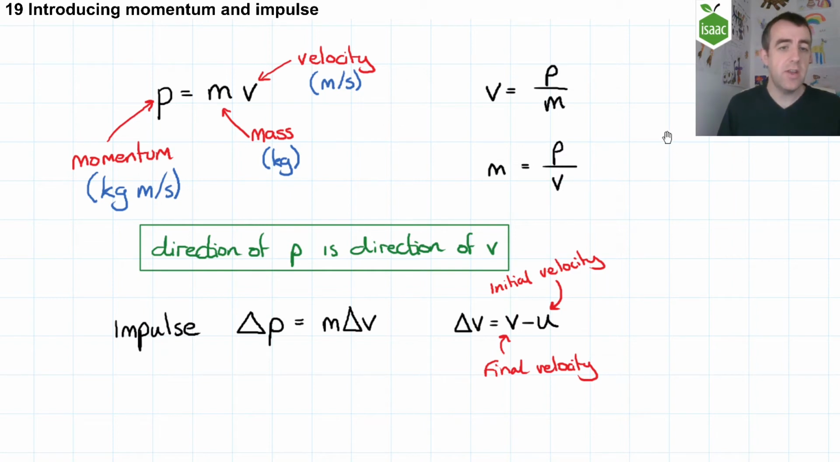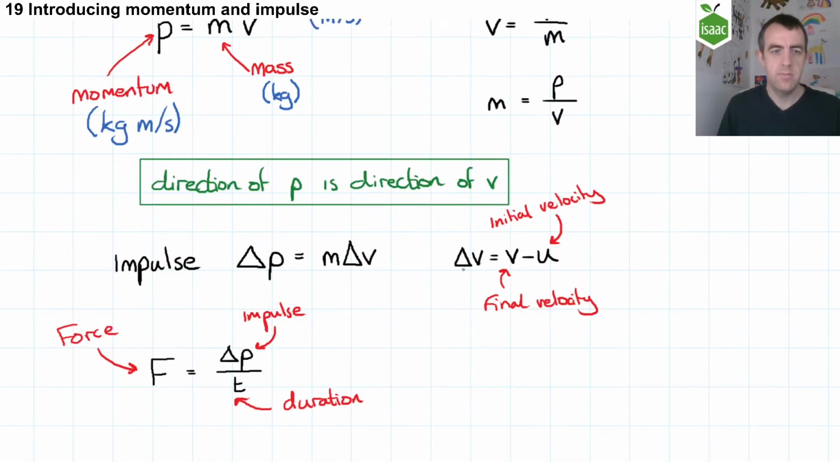From Newton's second law, we know that force is a rate of impulse. And we can represent that as an equation, as we can see here at the bottom of the screen. The impulse divided by the duration that a force is applied for is equal to that force. And so if we have a look at the units, the impulse, measured in kilogram meters per second, because it's a change in momentum, divided by the duration that a force is applied in seconds, is equal to the force.